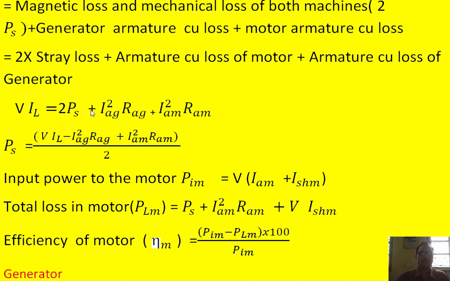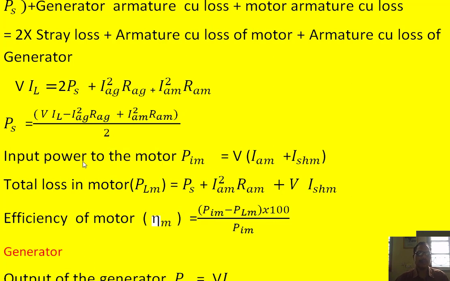Now from this equation we can write the stray loss of each machine. So we can write it like this: VIL minus both the armature copper losses of generator and motor, divided by 2. Then now we can find out the input to the motor, represented by Pi sub m, that is V into the armature current plus the field current of the motor.